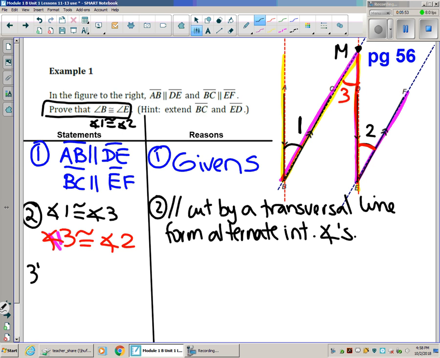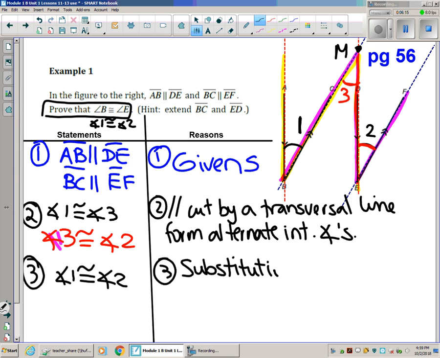So my last step should be, in this case, if you notice that angle 1 is equal to angle 3, so is angle 2 equal to angle 3. So I could say that actually angle 1 should be the same as angle 2. Just notice that your previous step and your reason should be by substitution. You're substituting it in. Substitution. All right, so that's it for your proof. Let's move on to the next page.